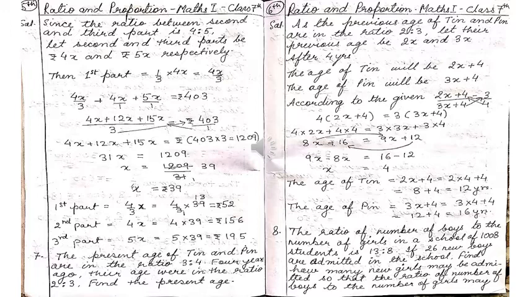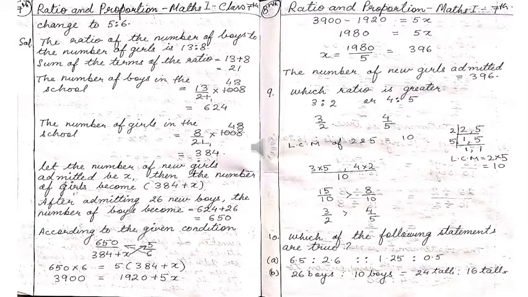Let's discuss question number 8. The ratio of the number of boys to the number of girls in a school of 1008 students is 13:8. If 26 new boys are admitted in the school, find how many new girls may be admitted so that the ratio of the number of boys to the number of girls may change to 5:6. Now the solution part.